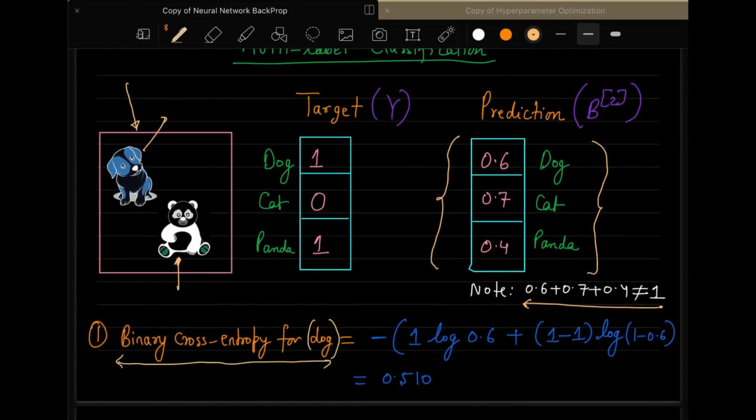Like for this case, we have the dog class. So we will do the binary cross entropy for this particular dog case, where y is 1, the target value is 1, the prediction is 0.6, and the negative of that class will be 1 minus 0.6. This value comes out to be 0.510 in the case of dog.